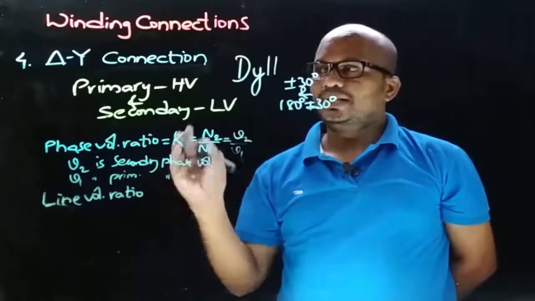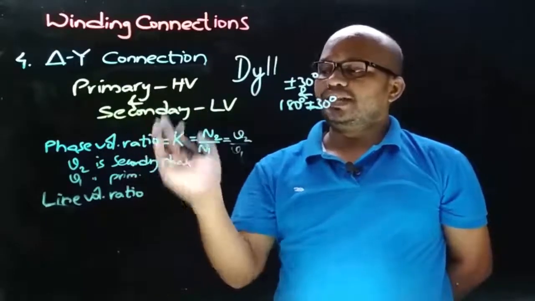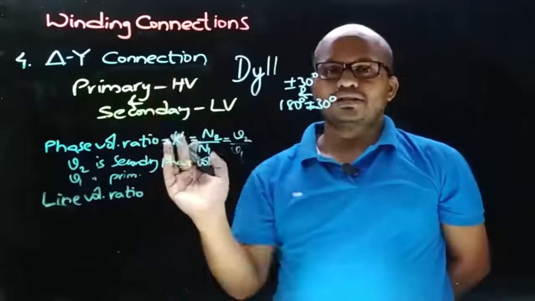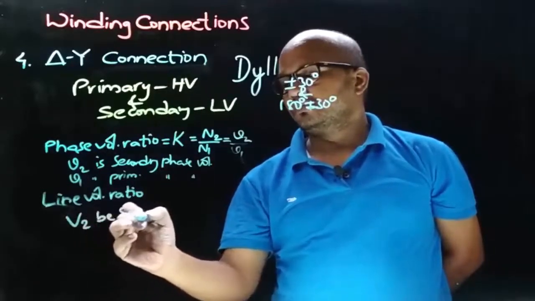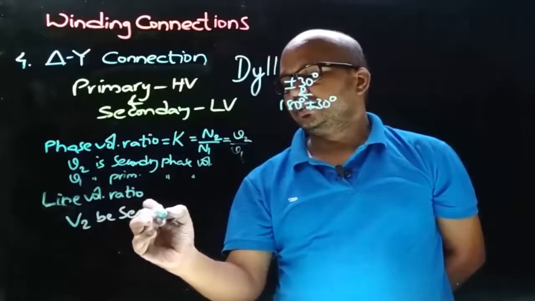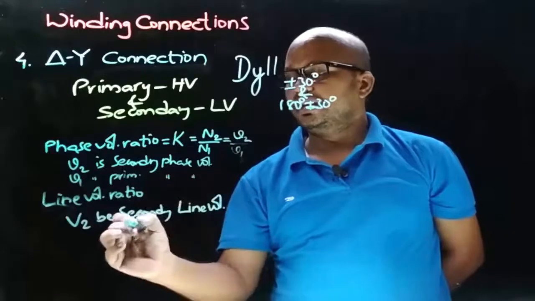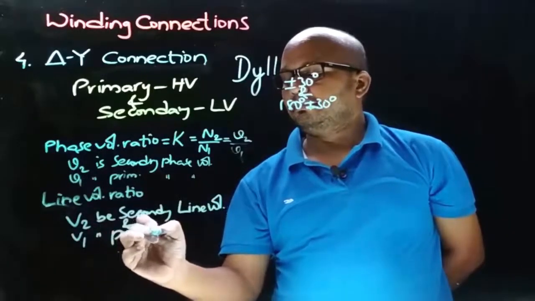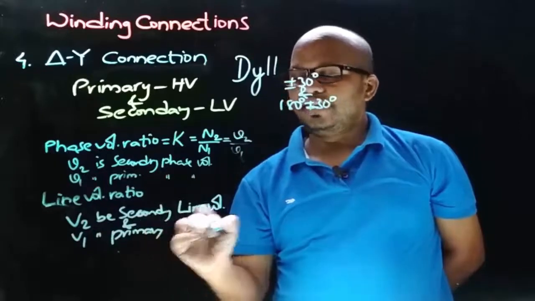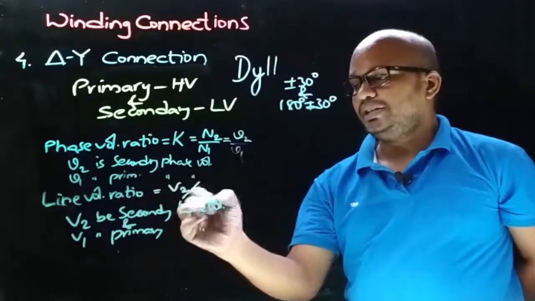That depends on the connection employed in the 3-phase transformer. So let's find out the line voltage ratio for delta star connection. Let capital V2 be the secondary side line voltage and capital V1 be the primary side line voltage. Therefore, the line voltage ratio can be taken as equal to capital V2 by capital V1.